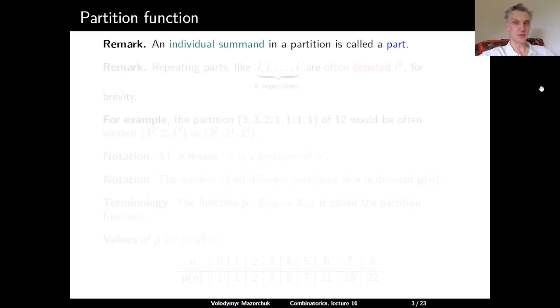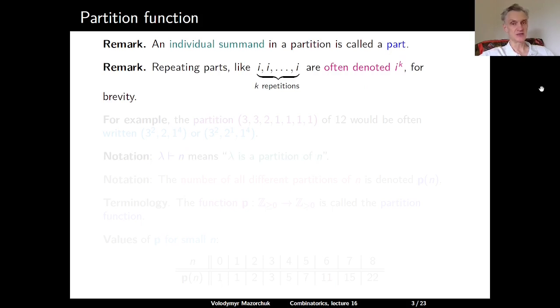An individual summand of a partition is called a part, and if some parts repeat, so if you have k repetitions of a part i, it is usually written i to the power k. Very confusing notation, but it's standard. For example, the partition 3, 3, 2, 1, 1, 1, 1 of 12 would often be written 3 squared, 2, 1 to the 4th, or even 3 squared, 2 to the power 1, 1 to the power 4.